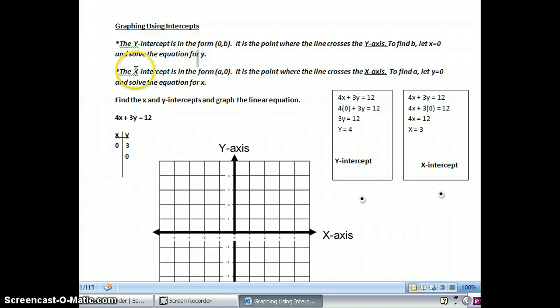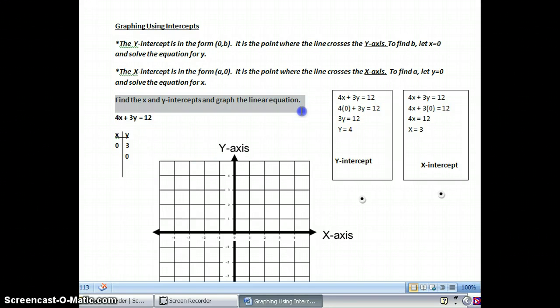The x-intercept is where the line crosses the x-axis, so it's going to cross down here somewhere. It's always in the form (some number, 0). To find it, let y equal 0 and solve for x. So let's do one just to make sure.